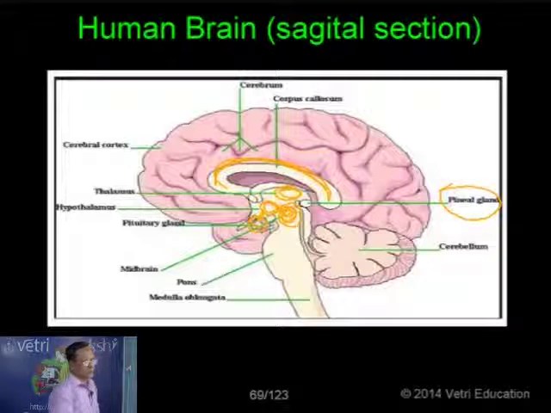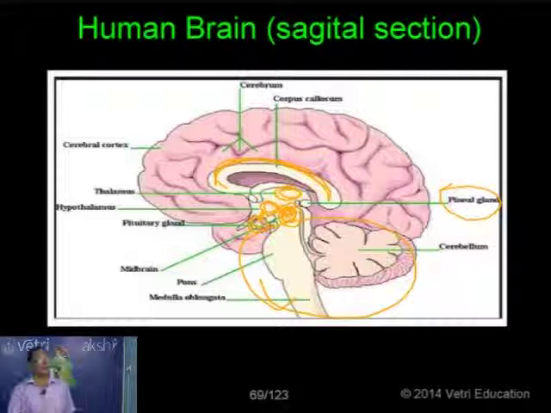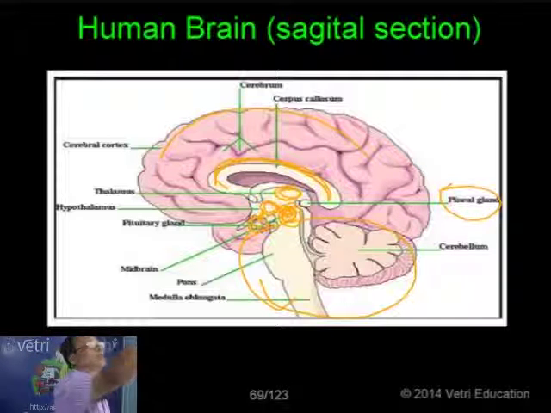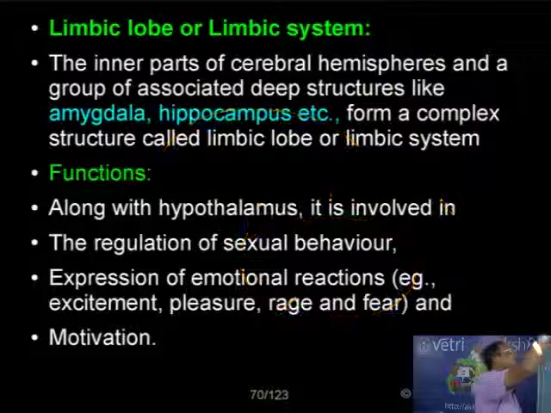This part is called the midbrain, and then the whole structure is the hindbrain: cerebellum, pons and medulla oblongata. These are the different components. Now, the outer surface of the cerebrum, formed of grey matter, constitutes the cerebral cortex. So go through the diagram. I have given two or three diagrams for your reference.